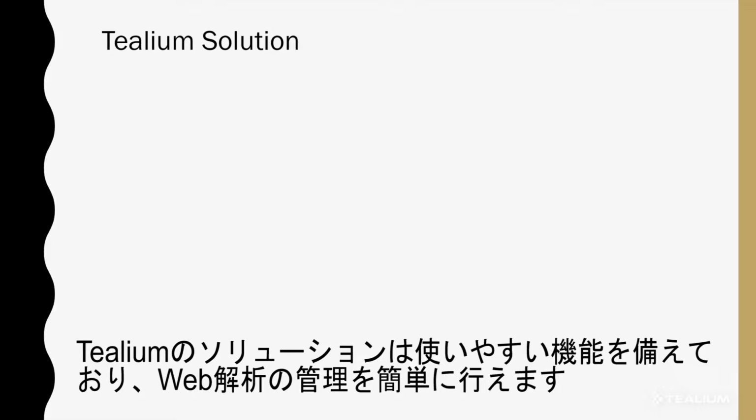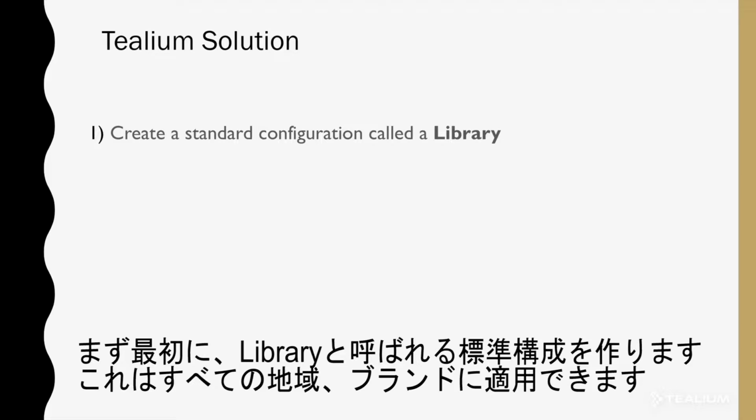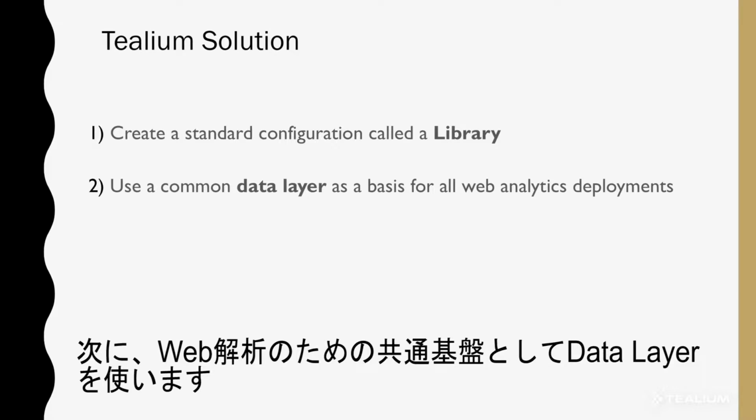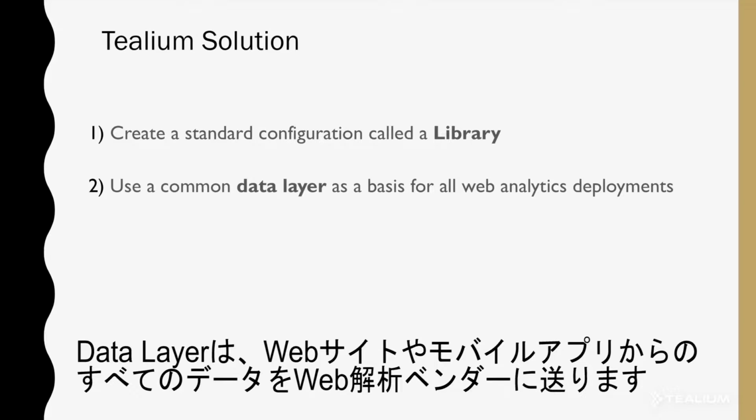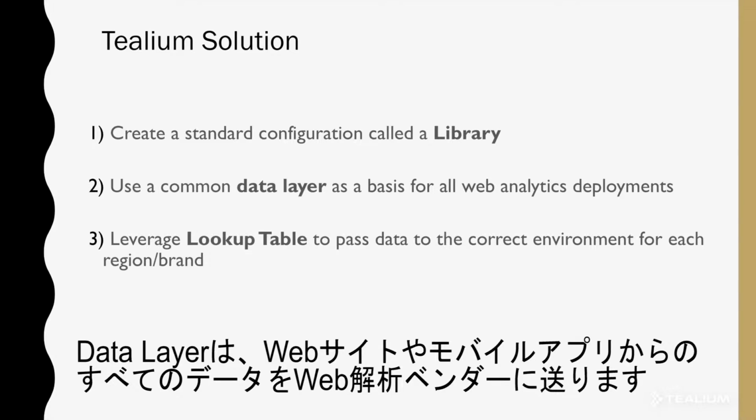The Telium solution uses a couple of neat features to make the deployment of web analytics easier to manage. First, we're going to make use of something called a library, which is basically a standard configuration that you can apply to all of your regions and brands. Second, we're going to use something called a data layer as the basis for all web analytics deployments. The data layer are all the data points coming from your website and mobile app that you want to pass to your web analytics vendor to create reports on.